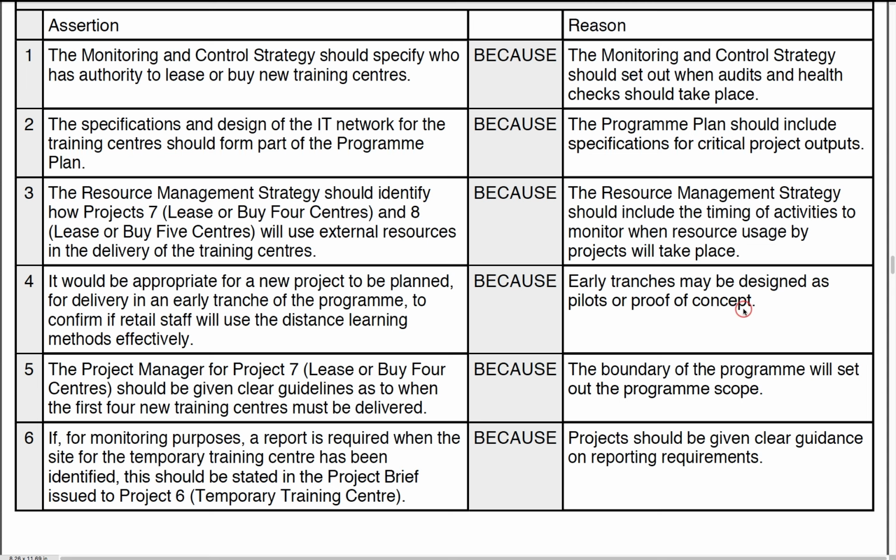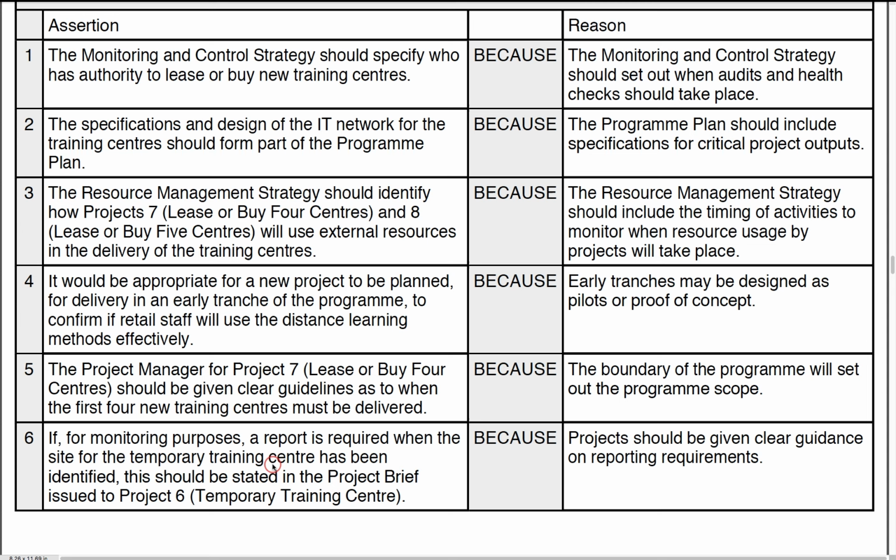Does the reason support the assertion? This one's talking about scope here in the boundary of the program. We'll set scope. However, here we're talking about tolerances, so they're not related at all. Therefore, you use the letter B. And finally, projects given clear guidance on reporting mechanisms. This is talking about reports and when the project brief should include that, when they should be done. That is also therefore answer A, because that reason does directly explain the assertion.